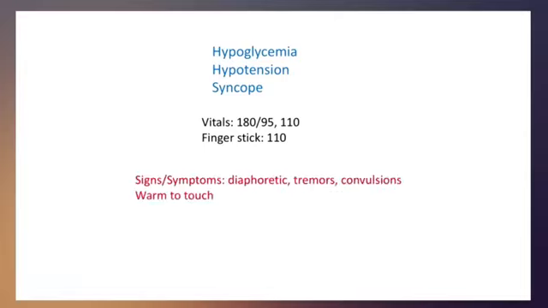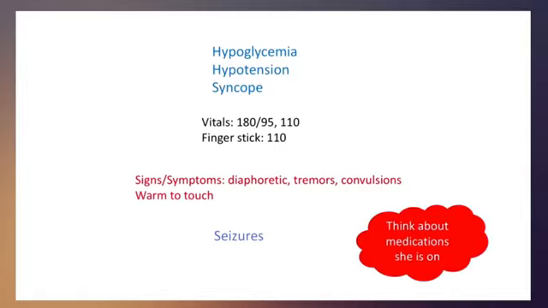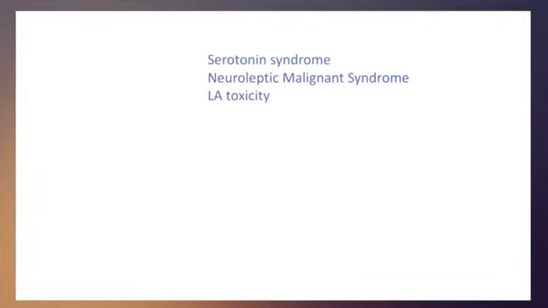What might she be experiencing? Well, she's more diaphoretic now. She's warm to touch, and she is experiencing convulsions, and you quickly think, well, she has convulsions and tremor, might be seizures. Think about what medications she's on. She's on a bunch of medications for anxiety, depression, bipolar, and that can cause serotonin syndrome, neuroleptic malignant syndrome, and you ended up giving more local anesthesia, possible local anesthesia toxicity.